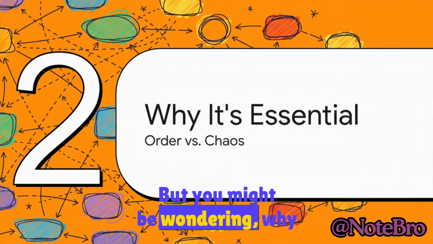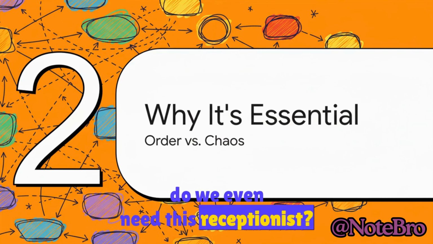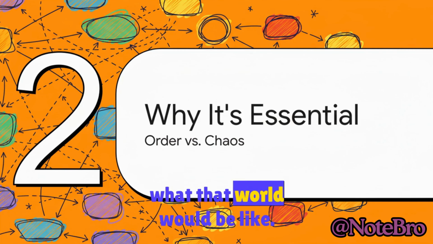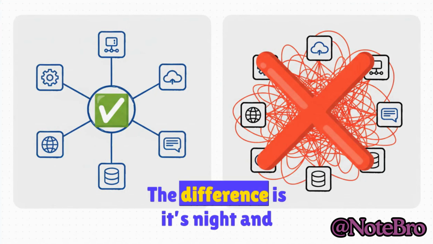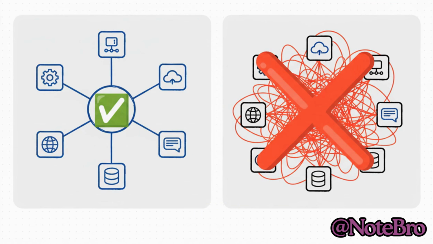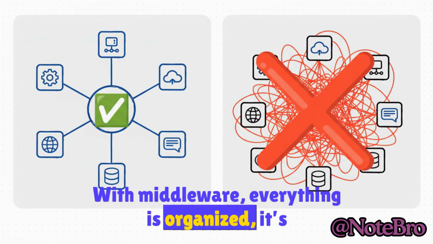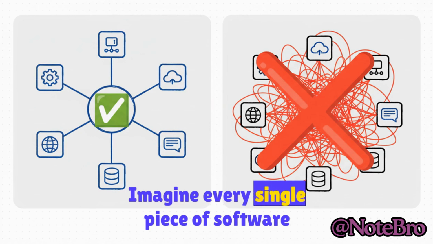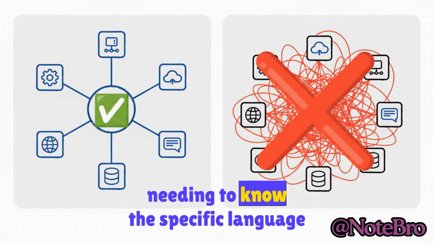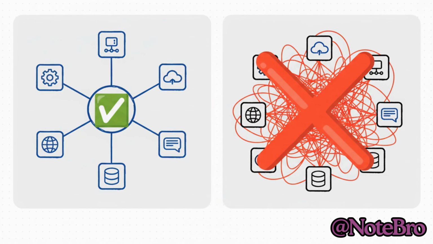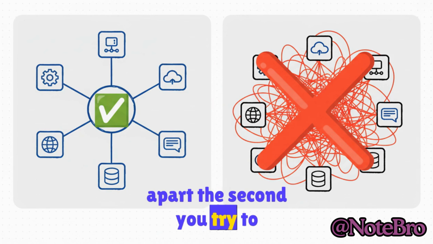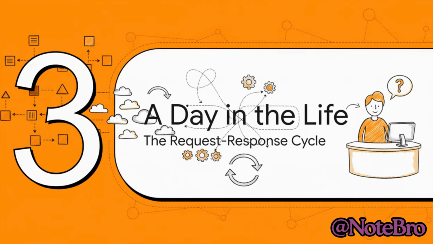But you might be wondering, why do we even need this receptionist? Can't all the different parts of an app just talk to each other directly? Well, let's take a look at what that world would be like. The difference is night and day. With middleware, everything is organized and secure. Without it, pure chaos. Imagine every single piece of software needing to know the specific language of every other piece. It would be a tangled, brittle mess that would completely fall apart the second you tried to change one little thing.